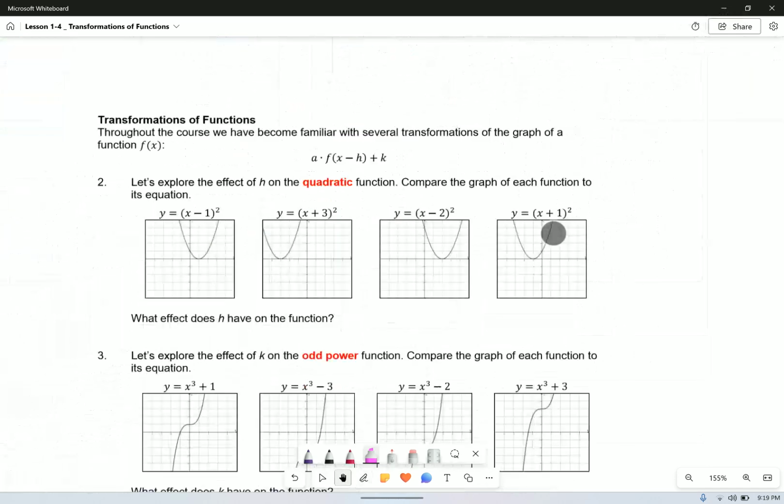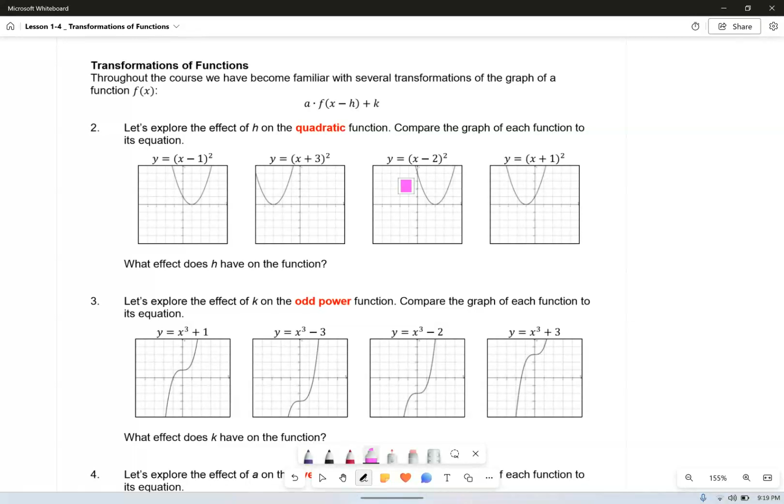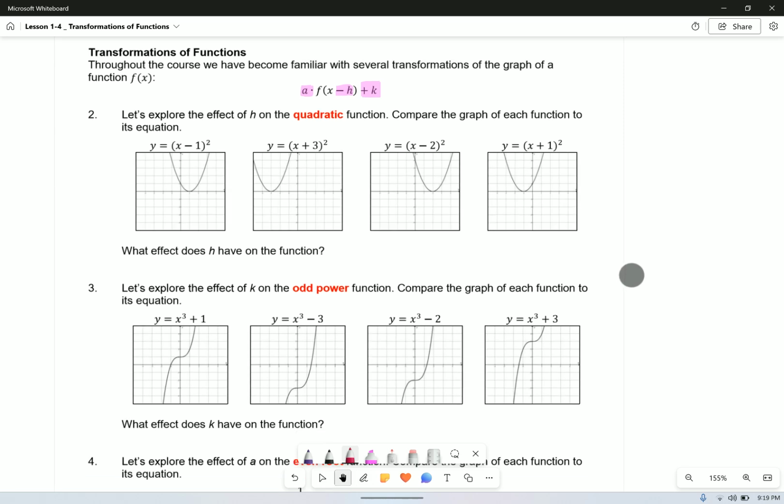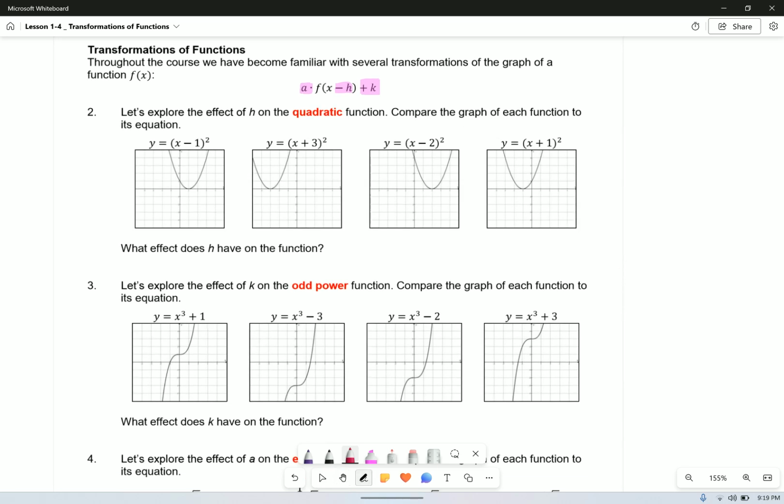So when I say there is some number a in front of the function, that's a coefficient. The minus h is going to have an effect on the function, as well as the plus k will also have some sort of effect. So let's see what is exactly happening with some discovery through looking at examples, okay?